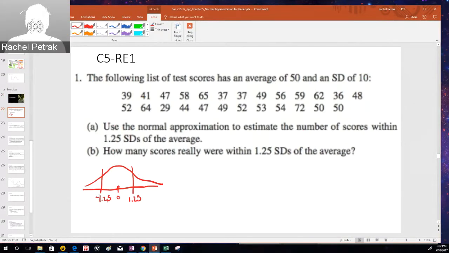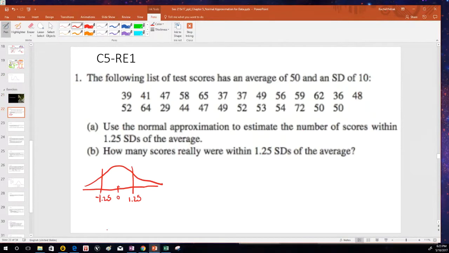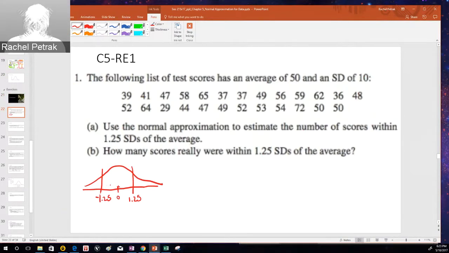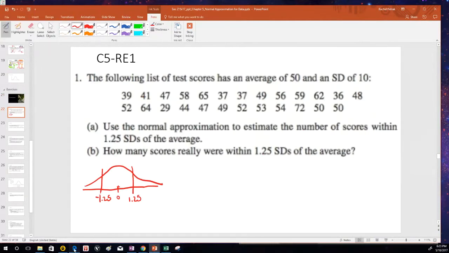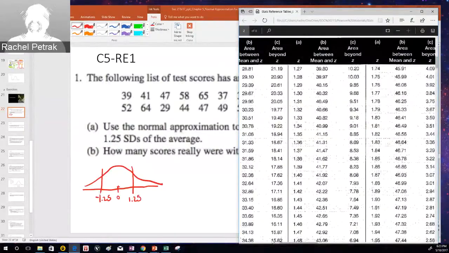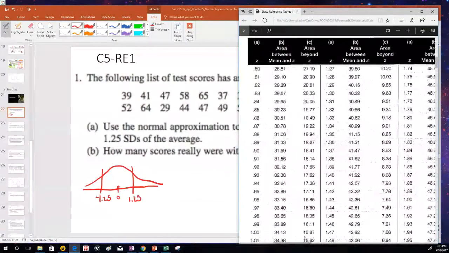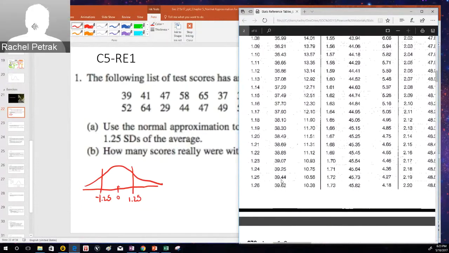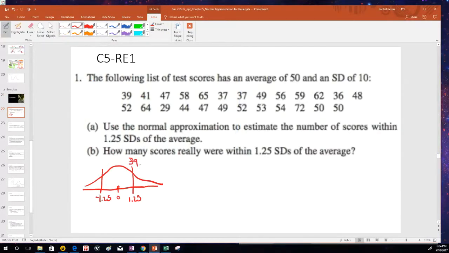And we can find this area by using our z-table. So first we're going to look up our z-score, 1.25. And then we can either get the mean to z area and double it, or get the outside area, double that, and then subtract. I'm going to get the mean to z proportion and use that in our calculations. So I'm here in the z-table. And I found a z-score of 1.25, and the mean to z for a z-score of 1.25 is 39.44%.